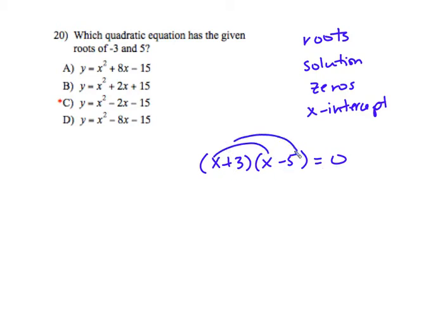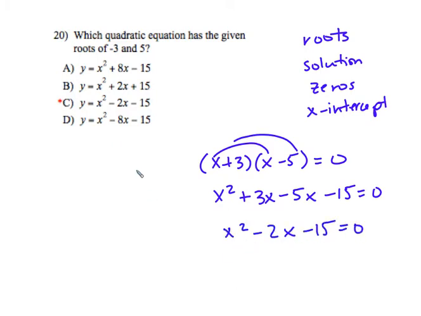And then if you just multiply that out, that's going to give you the equation, x squared minus 2x minus 15. So that's why it was answer C.